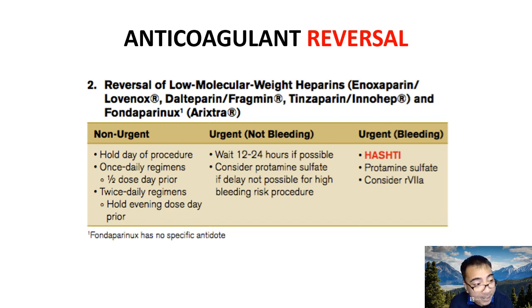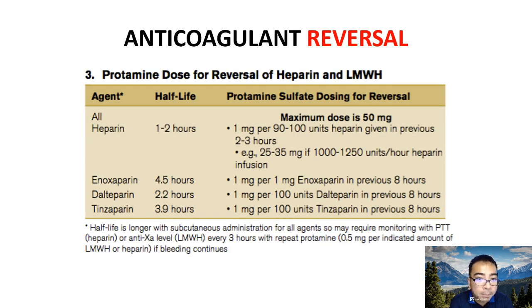Okay? Or magbigay ka ng clotting factors sa patient natin. Now, protamine dose for reversal of heparin and low molecular weight heparinoid. So, ito lang siya class. If it's heparin, its half-life is 1 to 2 hours. Okay? Enoxaparin, dalteparin, tinzaparin. Then, these are the doses class of protamine sulfate that you will be using. Okay? So, I won't explain. You just read on this class.